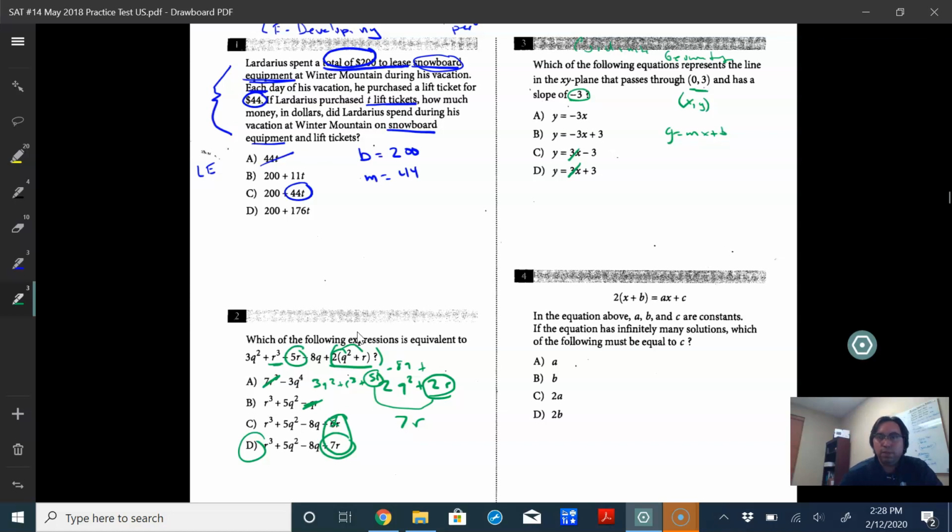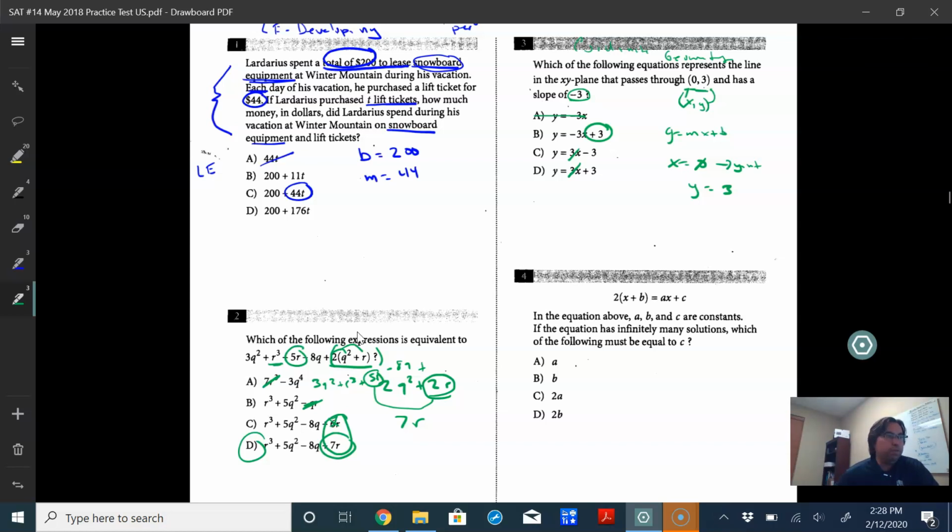Then we see that the x here is 0 and the y is 3. When x equals 0, that's really referencing the y-intercept, and so y equals 3. That means our intercept is at 3, and so it has to be B and not A as an answer choice. Okay.